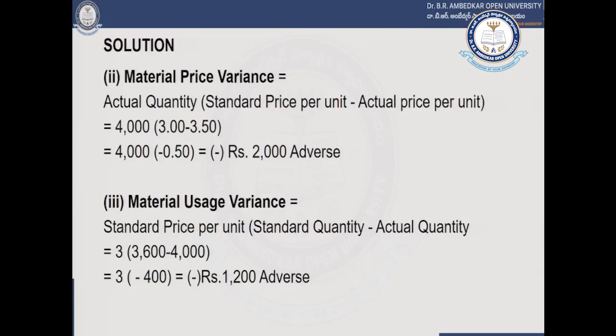Now try to understand the price variance. The price variance formula is actual quantity, 4,000 units, times the difference between standard price and actual price, which is 0.5, so it is 2,000 adverse. The usage variance is standard price per unit, 3 rupees, times the difference between standard quantity 3,600 and actual quantity 4,000, so the difference is 400 units. Here it is 1,200 rupees adverse. So the material price variance and material usage variance together sum up to 3,200 adverse.